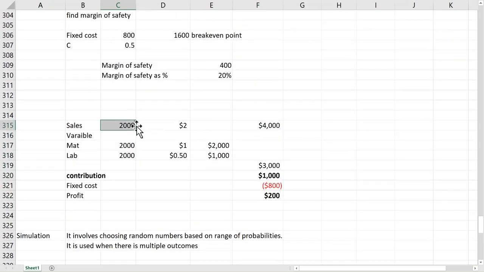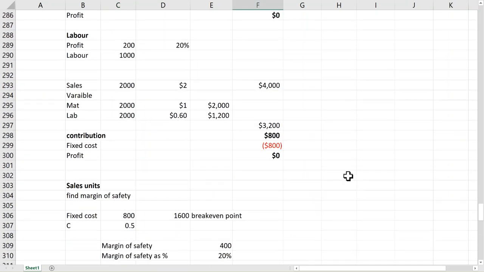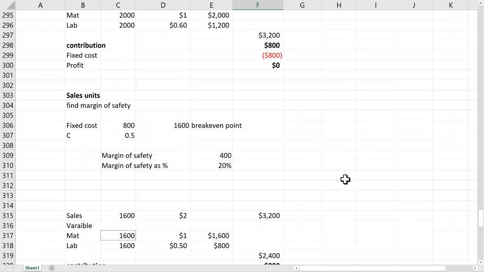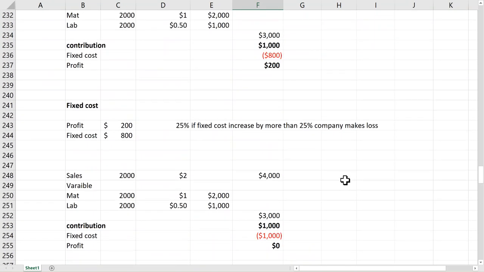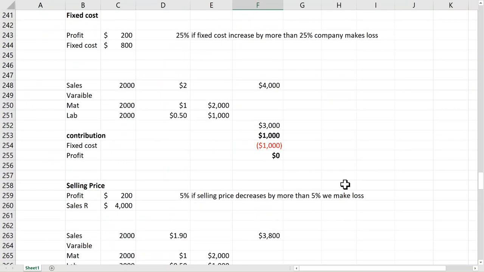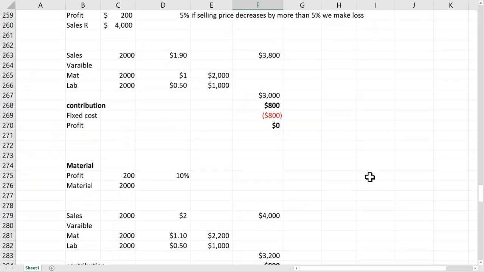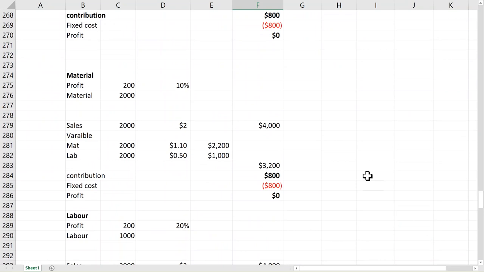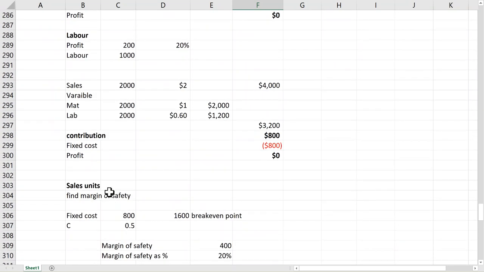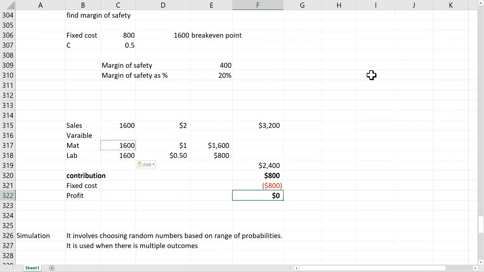So if I decrease units by 20%, so I have to decrease the cost as well. So we have no profit, no loss. So if we look at the sensitivities, the most sensitive is sales price. And then after that comes material, and then labor and units. They have the same percentage.